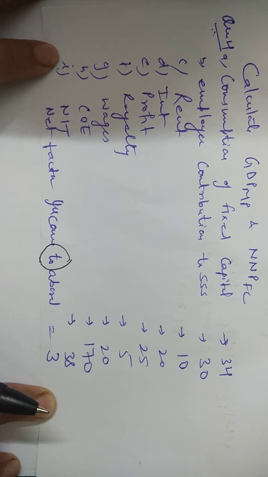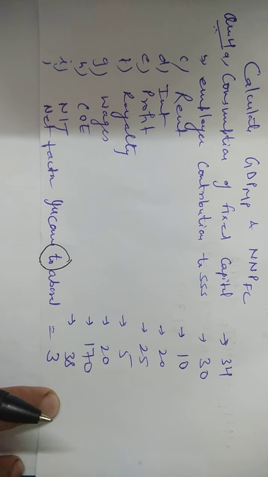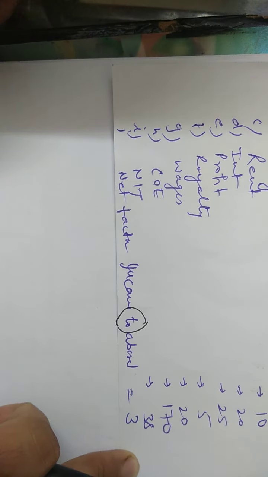Now, net factor income from abroad we add to get national income, but this is net factor income to abroad, so it will be subtracted from the domestic income to get national income. Let us see how it will be done. I'll start with the solution.